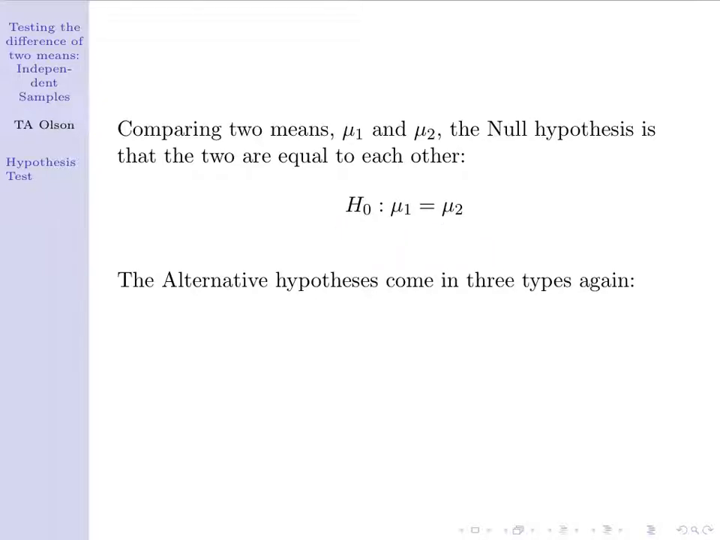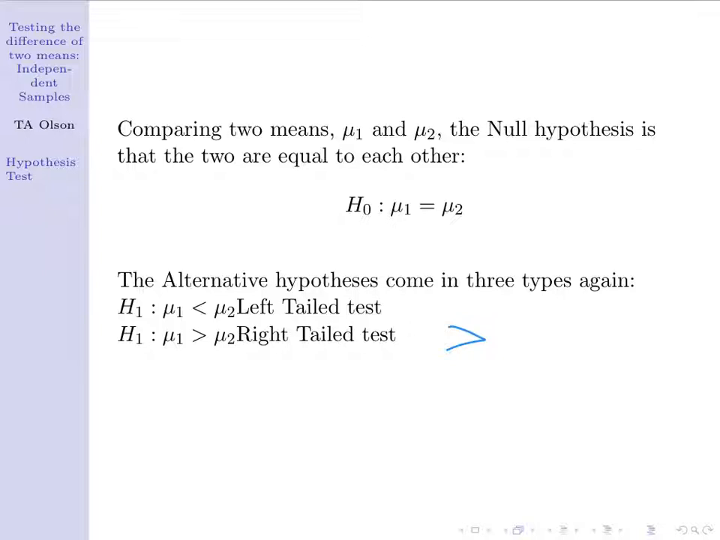Our alternative hypotheses, again, will come in three types. Either the mean from the first population is less than our second population. This is our classic left-tailed test, arrow points to the left. Or the mean for our first population is larger than the mean for our second population. That's going to be our right-tailed test. And then lastly, if we're just looking at whether or not they're equal or not equal, this is our classic two-tailed test.